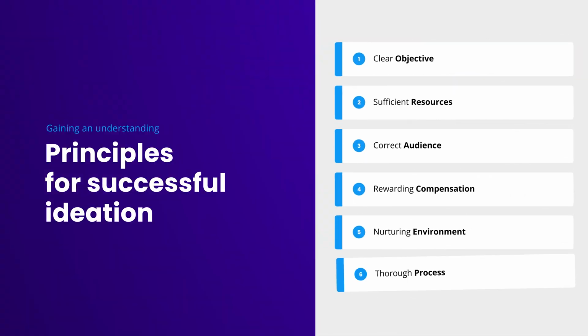From our experience, when you put more upfront effort into opportunity discovery and clearly defining idea campaigns, you'll get more precise and goal-oriented ideas. In this way, the idea to implementation process becomes much more streamlined and frustration from innovators is much lower. So, as you get started defining your ideation objectives and approach, keep in mind these 6 key principles: clear objective, sufficient resources, correct audience, rewarding compensation, nurturing environment, and thorough process.